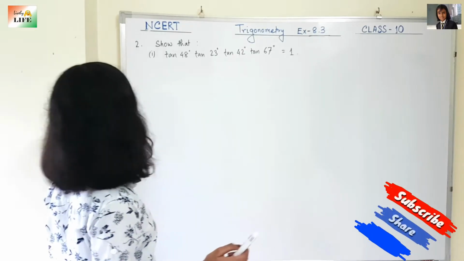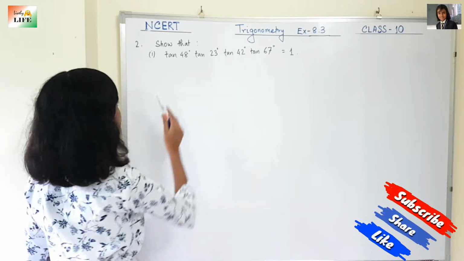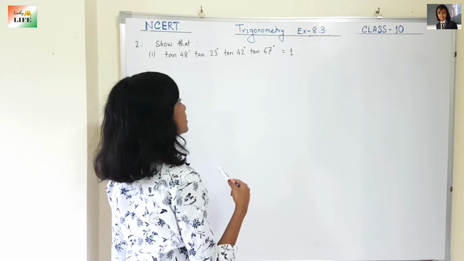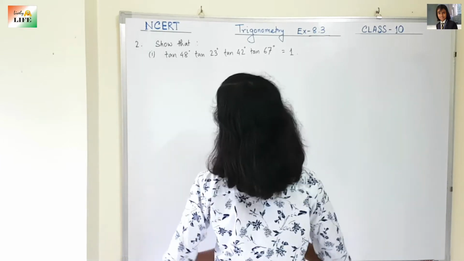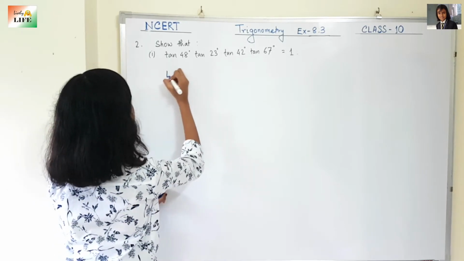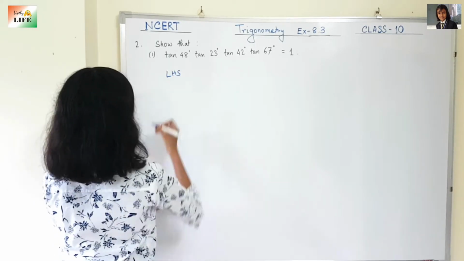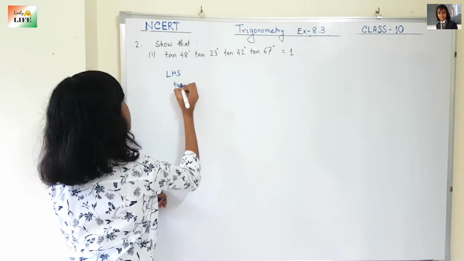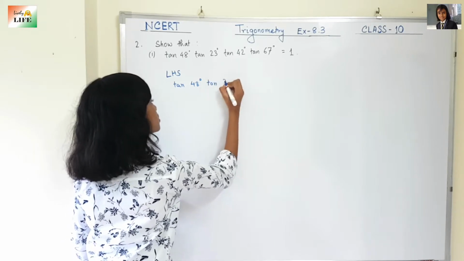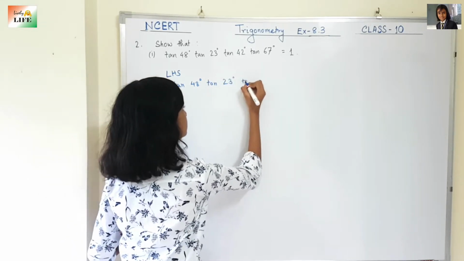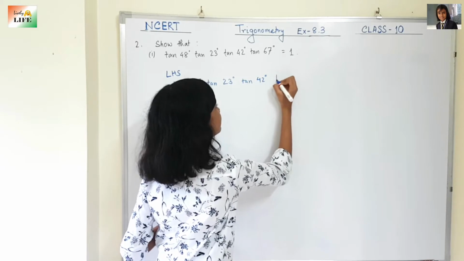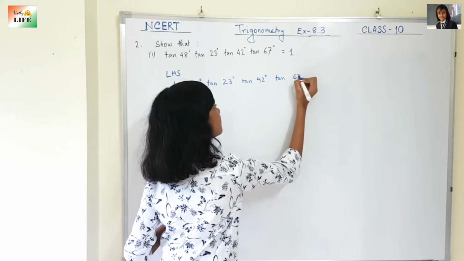So what is in question number 2? Show that number 1 is tan 48 degree, tan 23 degree, tan 42 degree, tan 67 degree is equal to 1. So it is a proof, right? So first let's write the left hand side. Left hand side is tan 48 degree into tan 23 degree into tan 42 degree into tan 67 degree, right?